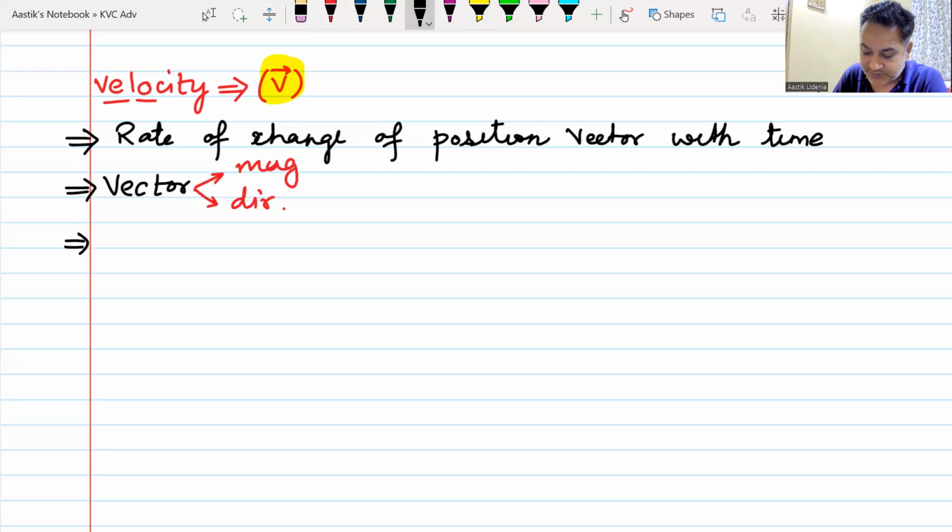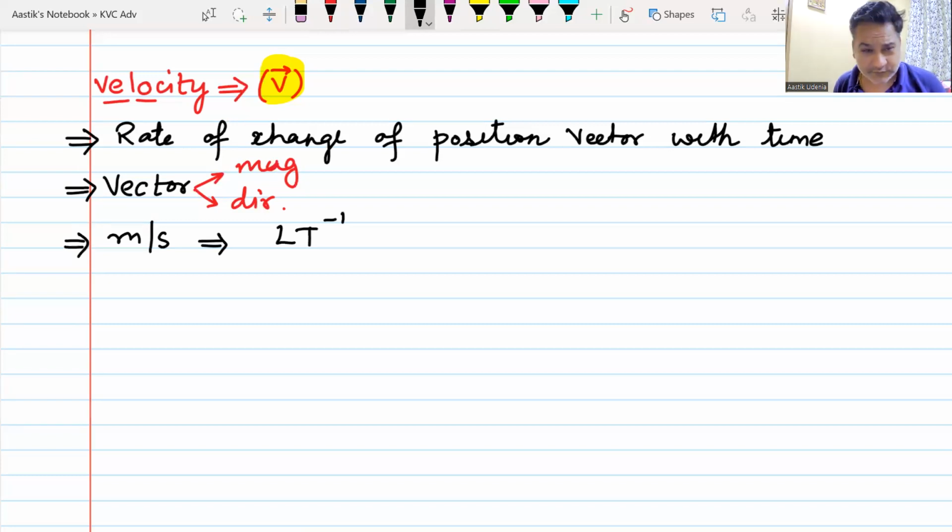What about the SI unit? What is the SI unit of velocity? Meter per second, meter second inverse. And what are the dimensions? L T to the power minus 1. Okay, no doubts on this one.